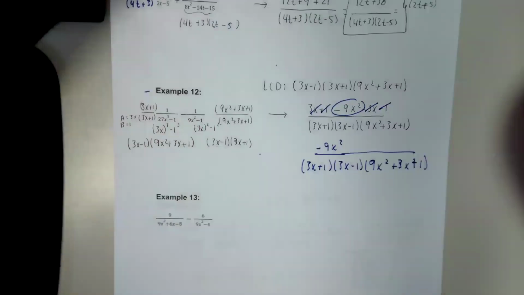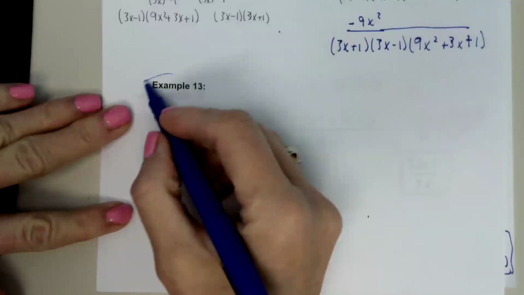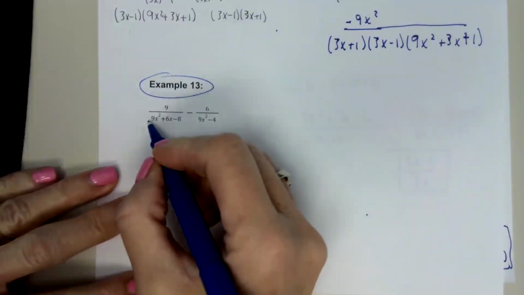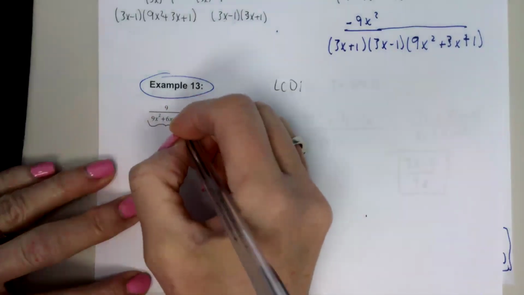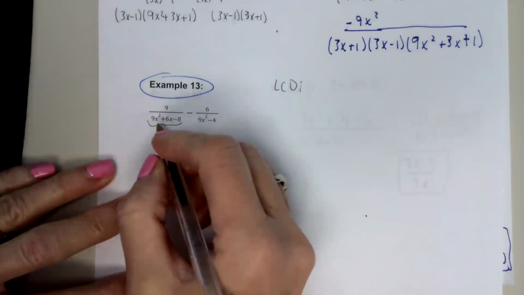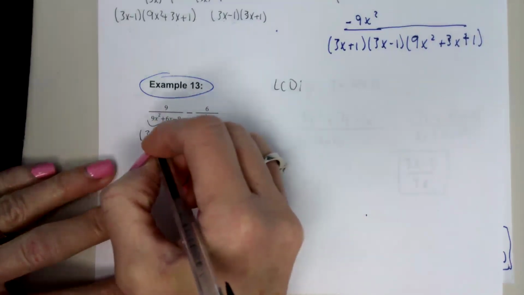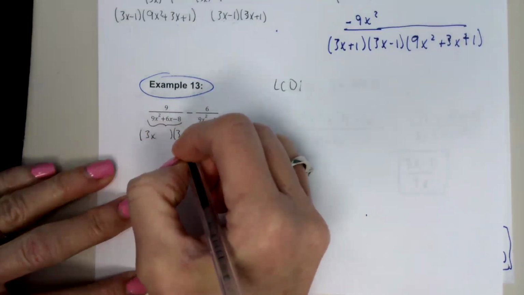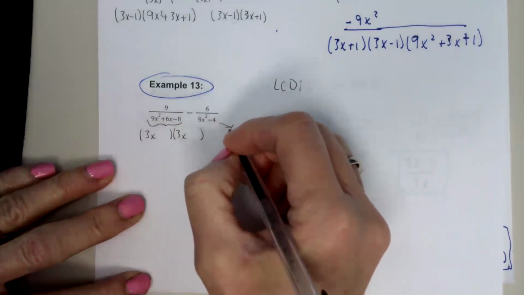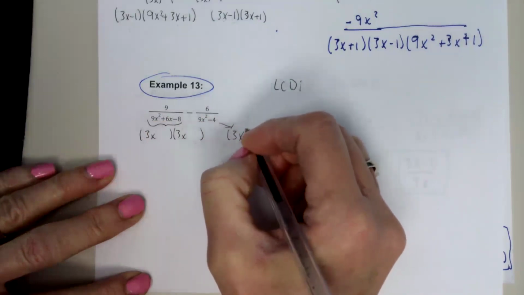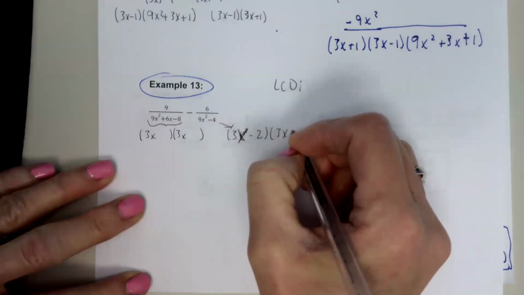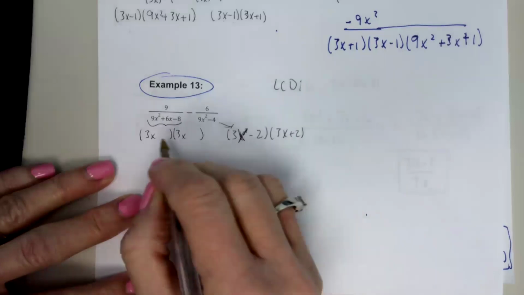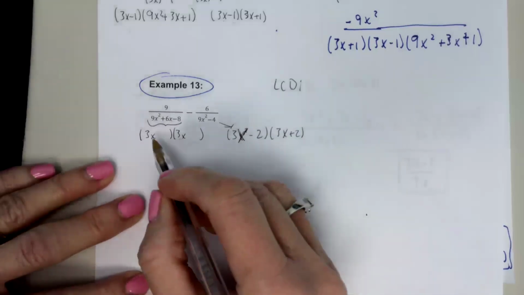But if we flip the page, we skipped example 13 here. So we're going to have to factor these to figure out what we need for the LCD. If we factor that, my initial is going to be a 3x and 3x here. And then this one is a difference of squares. We can see that right away. So it's 3x squared, 3x minus 2 and 3x plus 2. And so that's what I'm thinking. One of those will probably be part of this.